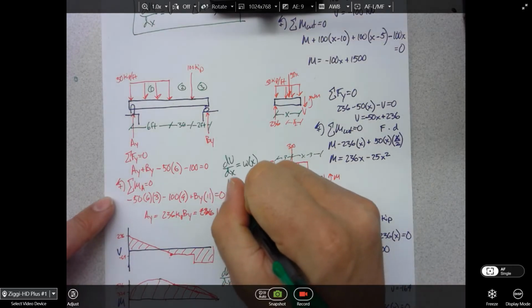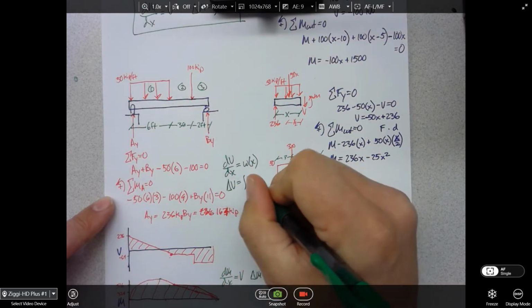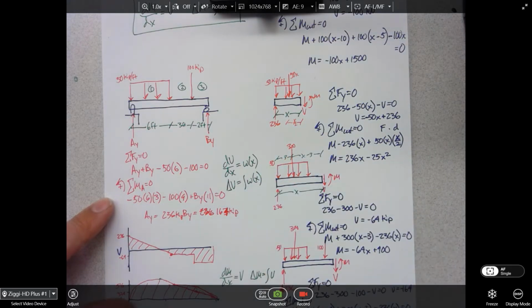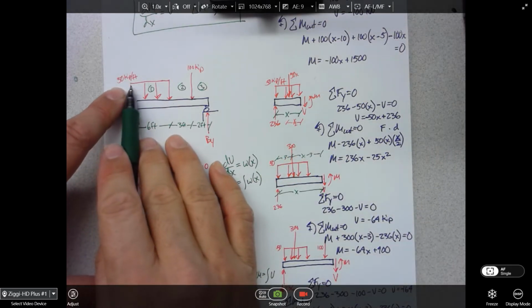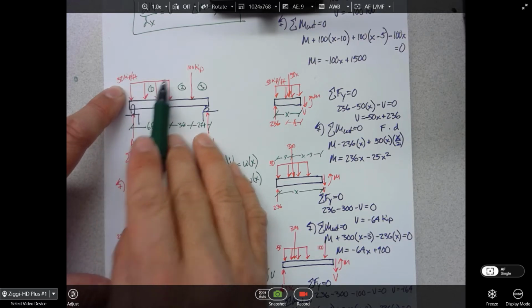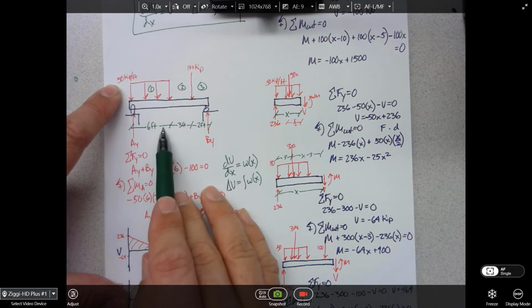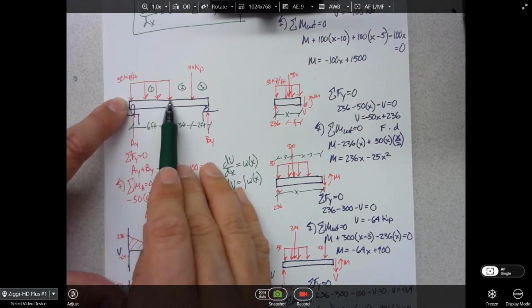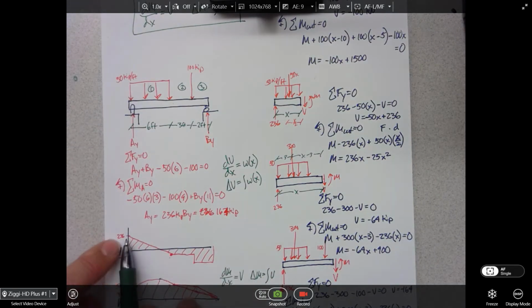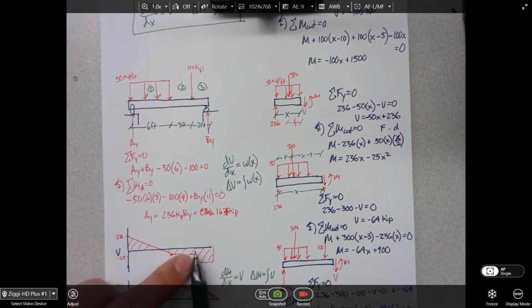Similarly, the change in shear is the integral of the loading diagram. So here I have an intensity of 50. The integral is just the area underneath the curve, right? So 50 times 6 is 300 as I go from 0 to 6 feet. If we look at my shear diagram, I go from 236 to negative 64, a change of 300 downward. Then I jump at the 100 kip, I jump down 100, and we're in business.